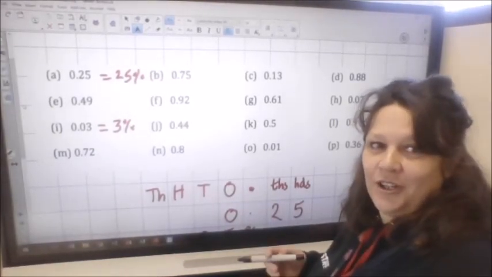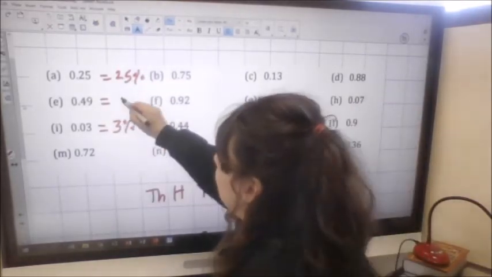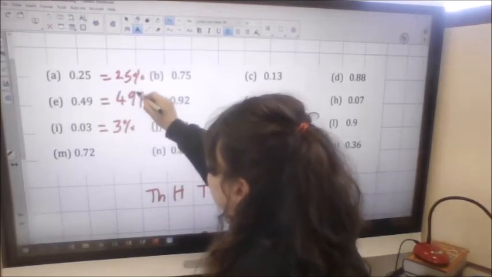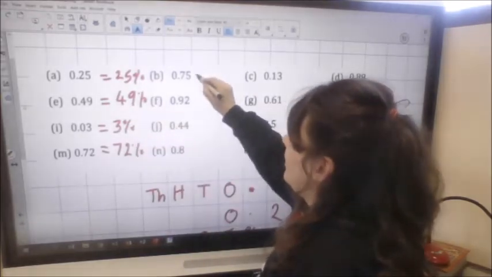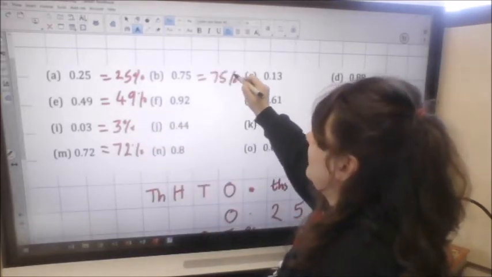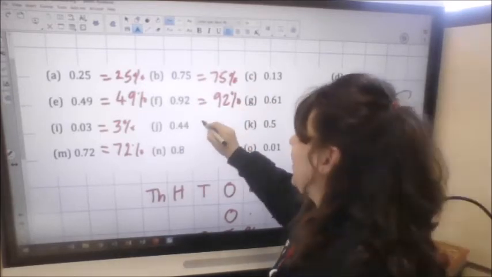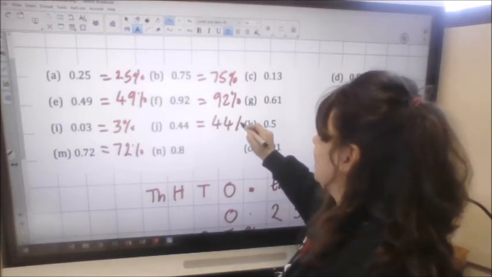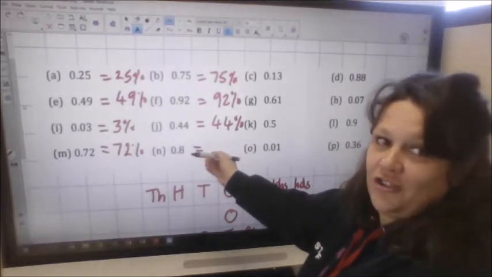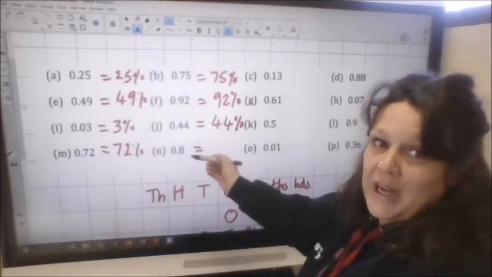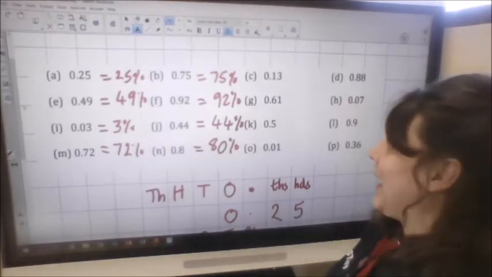Right, year 6, let's have a little look then how you got on. So 0.49, you should have got 49%. 0.72, 72%. That's 75%. 92%. You can spot a bit of a pattern going on now. 44%. Okay, now we've got, although we haven't got another digit there, it's actually, it would be 0.80. So that's 80%. Okay, hope you didn't get 8.